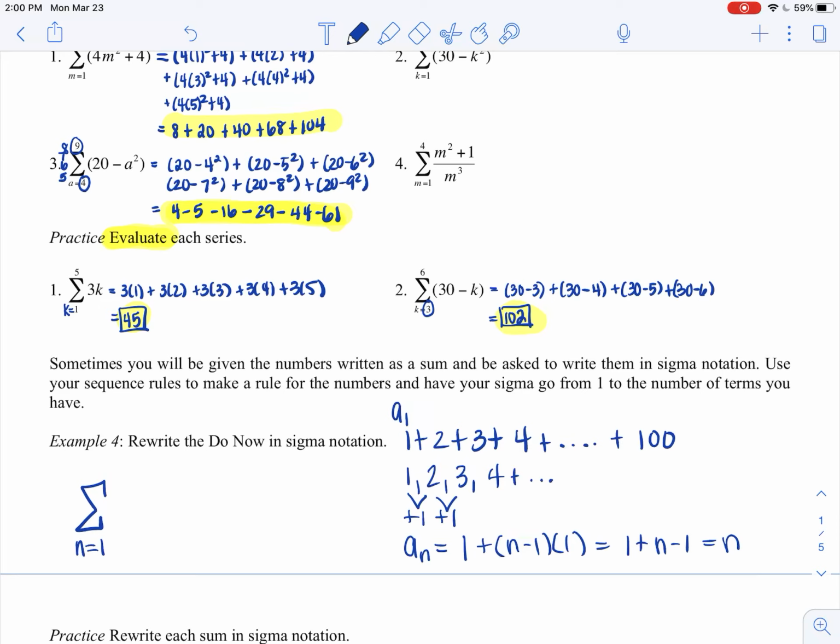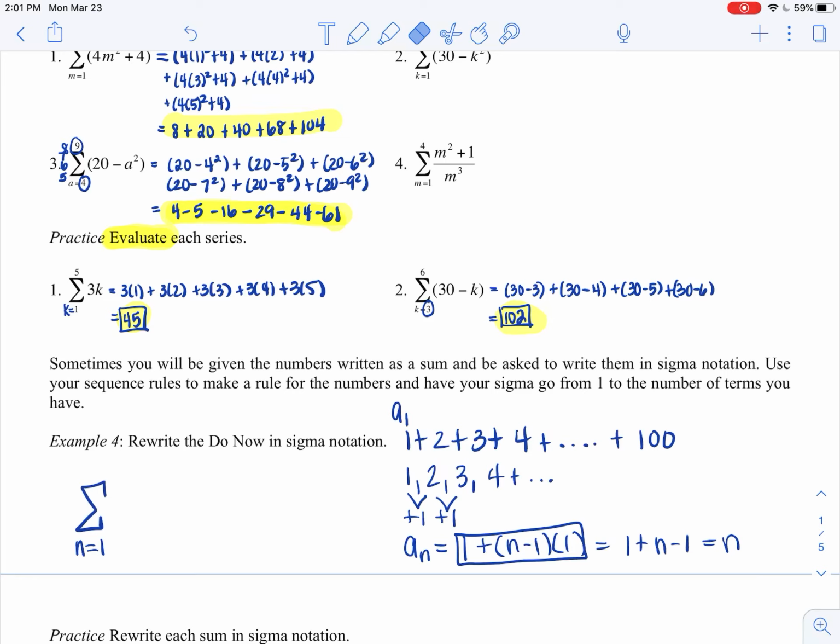You can leave it just like that. If you want to simplify it, you can make it 1 plus n minus 1, or just n if you prefer. But I'm definitely okay if you leave it in an unsimplified format. So if you now put that inside your sigma, 1 plus n minus 1 times 1, or just n. Again, either one would be fine. Now what you have to do is finish by putting in what n you plugged in to get to the last number.